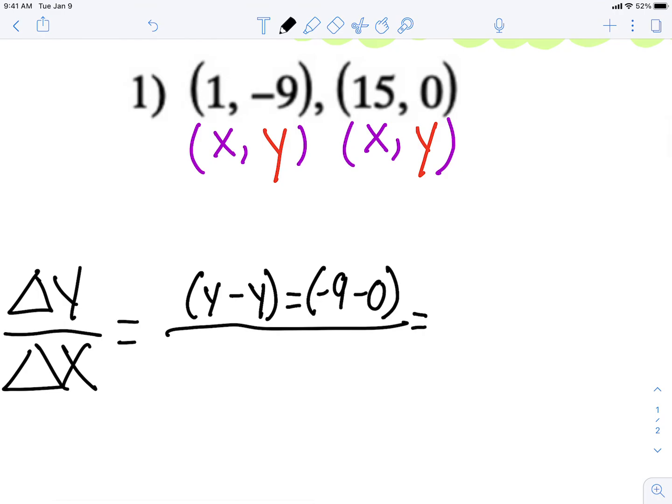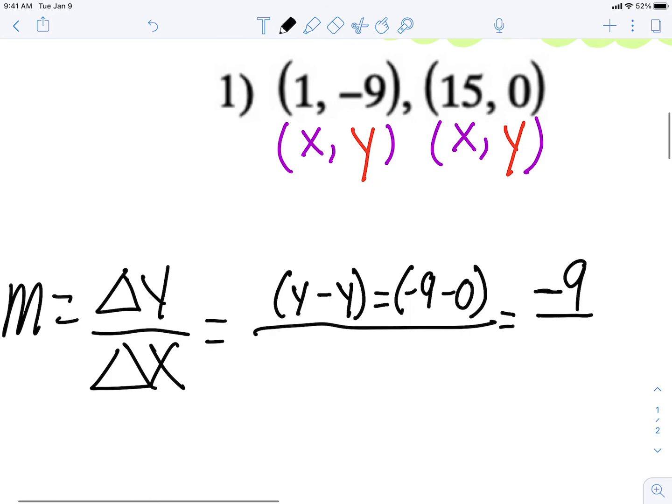And that's going to give me, well, these two are the same sign, so I must add them. 9 plus 0 is 9. And y is negative, 9 is negative, and it's bigger, so the answer is negative 9. So I got my y part down. See, I did delta y.